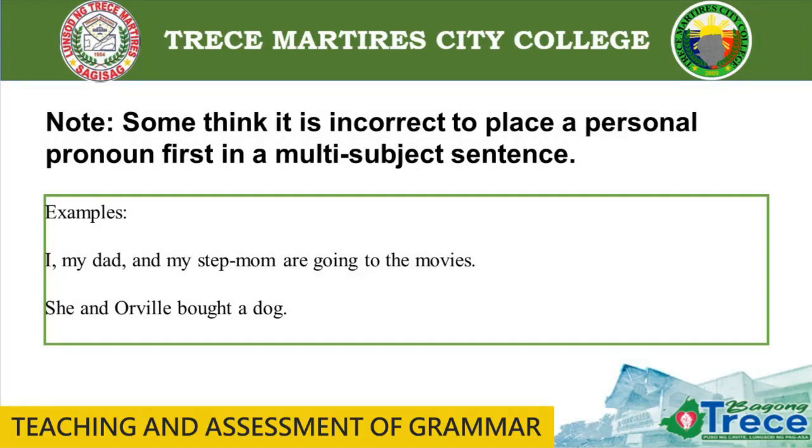There's also a note that some think it is incorrect to place a personal pronoun first in a multi-subject sentence. As for example in here, I, my dad, and my stepmom are going to the movies. She and/or Bill bought a dog.